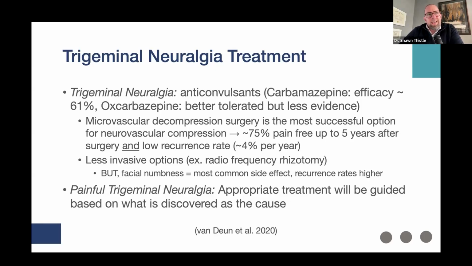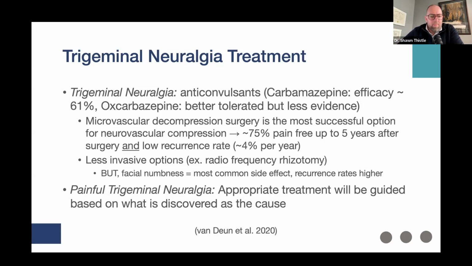From a surgical standpoint, if there is something impinging on the nerve, or moving it, or making it atrophy, like I mentioned a moment ago, microvascular decompression surgery is actually way better than it used to be. It tends to be regarded as the most successful option for neurovascular compression as a category of trigeminal neuralgia. About 3 or 4 in 5 patients are pain-free up to 5 years after, and there's a very low recurrence rate. For a neuralgic condition with an impingement pathology or a space occupying lesion pathology, a 4% recurrence rate after surgery is actually really awesome. There are less invasive options like radiofrequency rhizotomy.